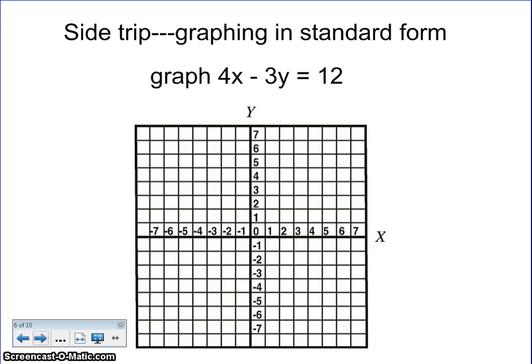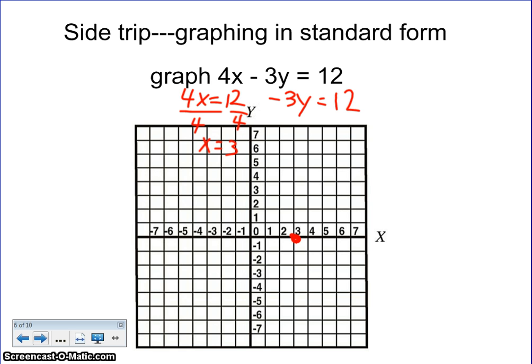Okay, we're back. Hopefully you've been able to do this problem on your own. The first task was to try and graph it using your standard graph form. And so we break this equation down into two different parts. 4x equals 12 and negative 3y equals 12. And then we divide both sides to figure out where the intercepts are. We divide this side by 4, this side by 4. We get x is 3.